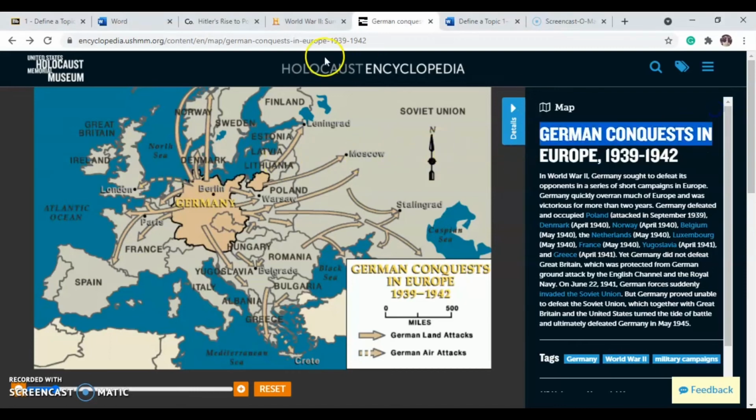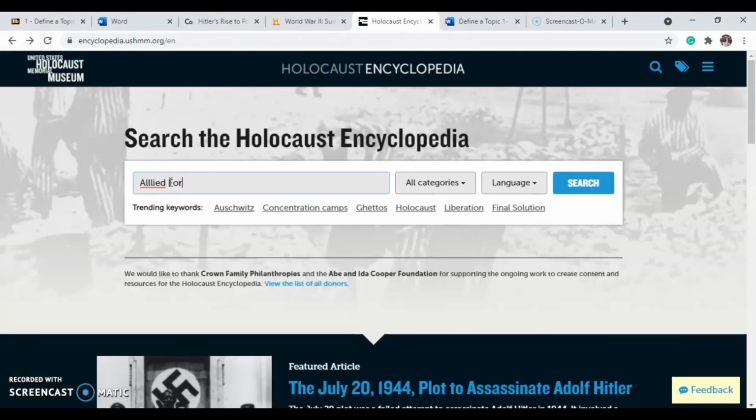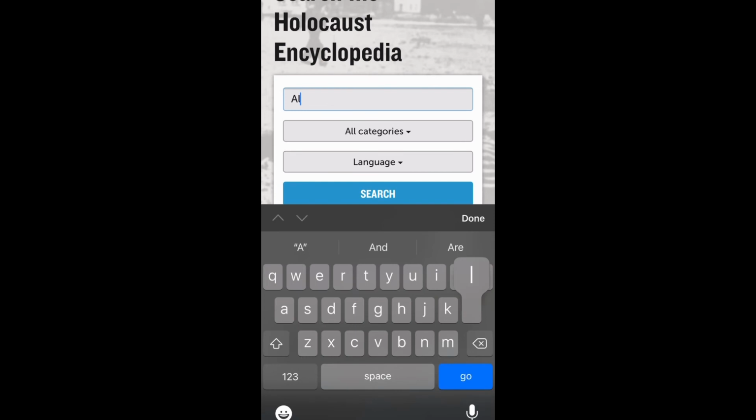And if you want to find out more about the Allied powers, the Allied forces would include the United States, Great Britain, and of course the Soviet Union, which turned its back on Germany and the Axis powers, which became Germany, Italy, and Japan.